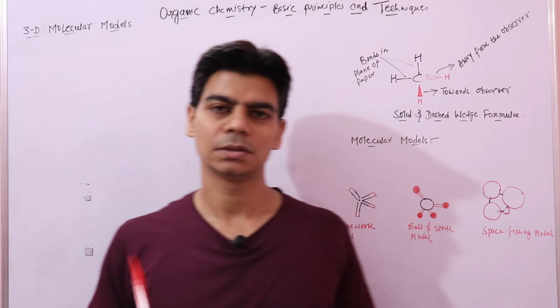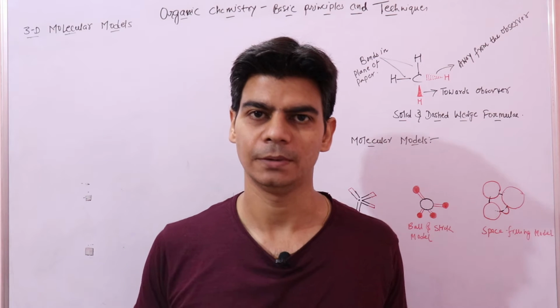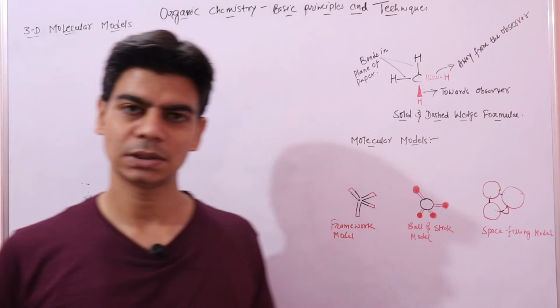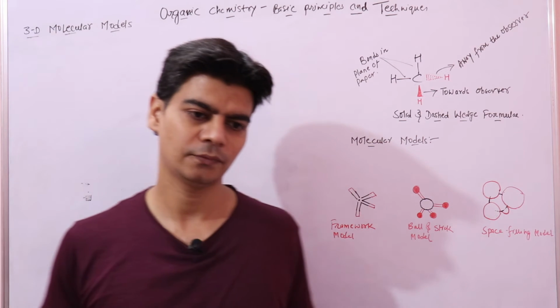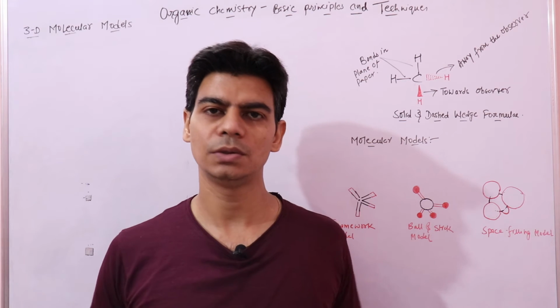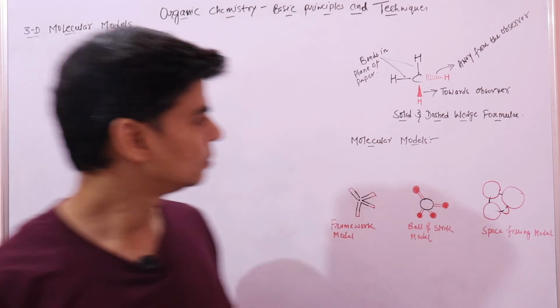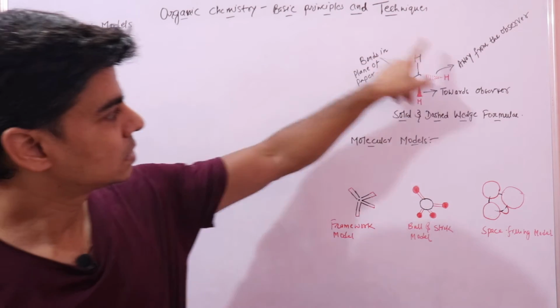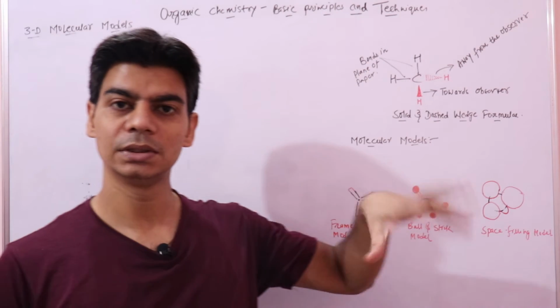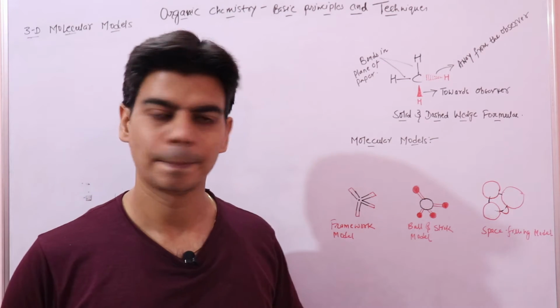Hi. In this video lecture, we will go through three-dimensional molecular models. As we've discussed in a previous video lecture, we can represent organic molecules in three dimensions using solid wedge and dashed wedge form. This is the representation of a three-dimensional organic molecule on a two-dimensional paper.